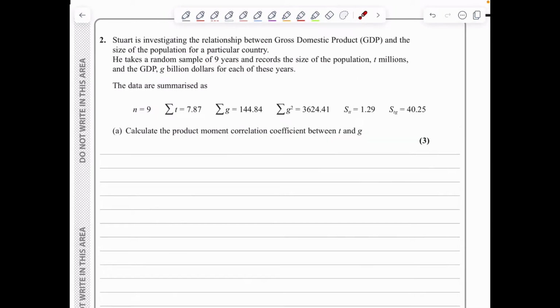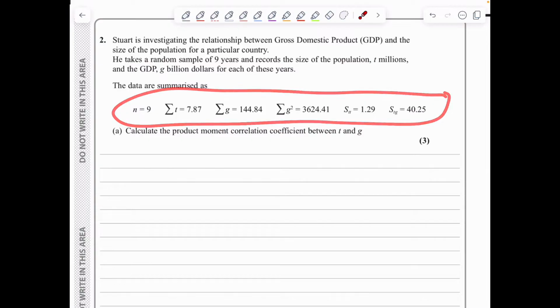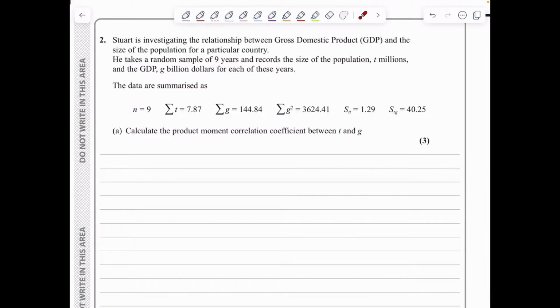In question 2, we've got an investigation between the GDP and the size of the population for a particular country. We've got a random sample of 9 years. We've got the population T millions and the GDP G billion dollars for each of these years summarized here. And we need to calculate the product moment correlation coefficient between T and G.